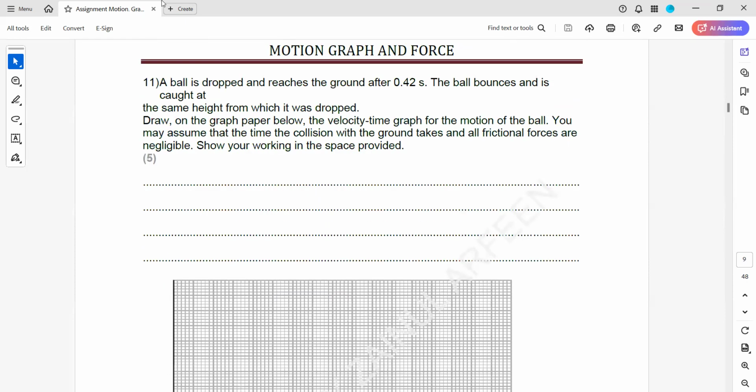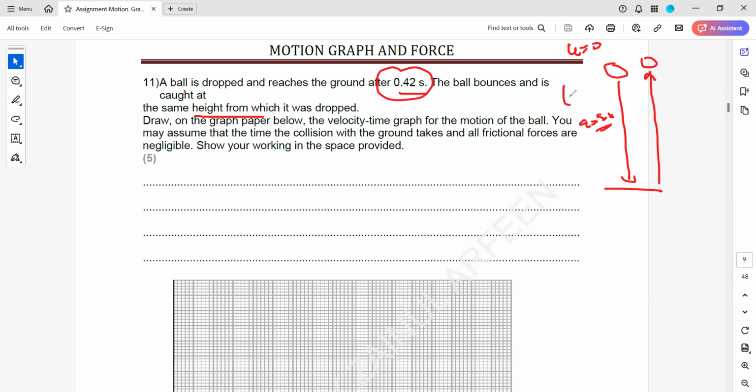Question 11. A ball is dropped and reaches the ground after 0.42 seconds. The ball bounces and it is caught at the same height, so there is no loss of energy, because it is caught at the same height. It was dropped. We have the time. What is the initial velocity of the ball? 0. What about the acceleration due to gravity? 9.8. And we have the time, it took 0.42 seconds.